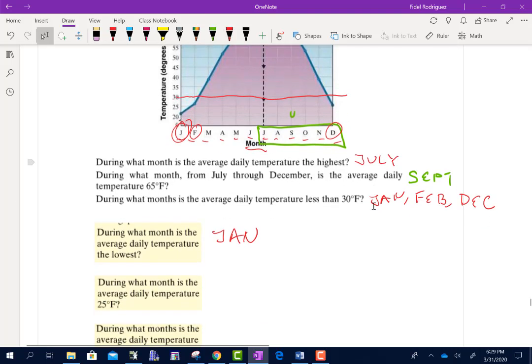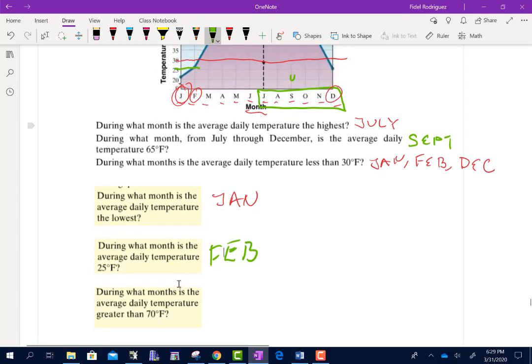Okay. Let's see. During what month is the average daily temperature 25 degrees? So again, if I come back here, here's 25 degrees. That looks like February, right? And let's see, we got another question.